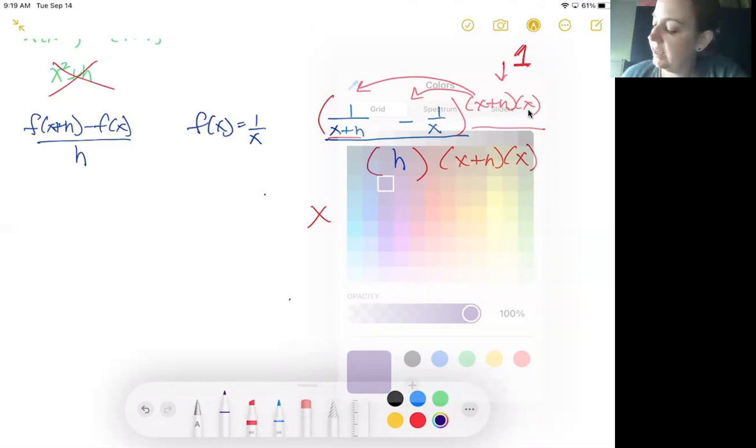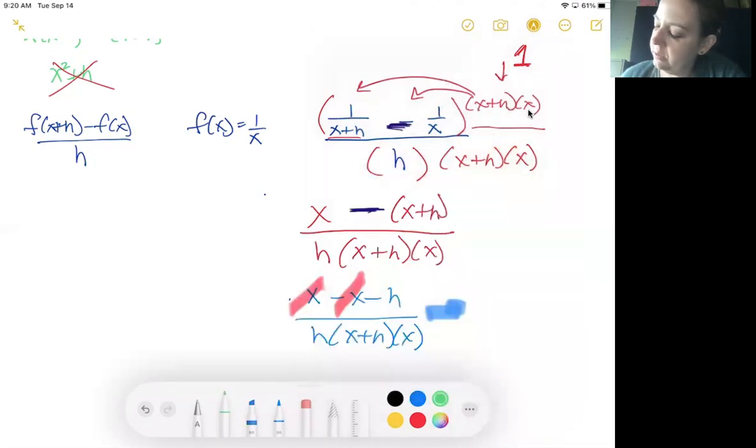So what happens with those x's? Those cancel out, they're gone. So I have a negative h over h times x plus h times x. So those h's cancel out. And now I have a negative 1 over x plus h times x.